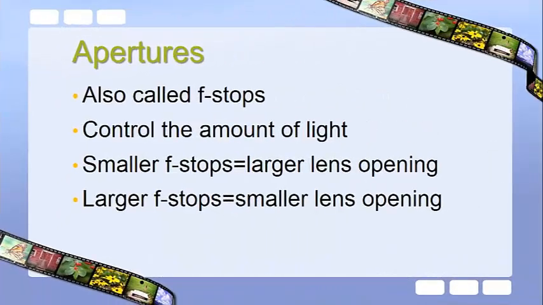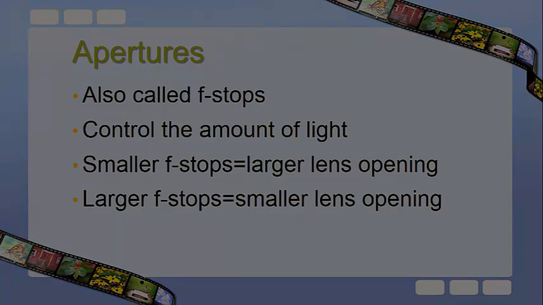Apertures, or f-stops, can be identified by numbers. Each of these numbers corresponds with the size of a lens opening that allows light to reach the film or digital media in the back of your camera.